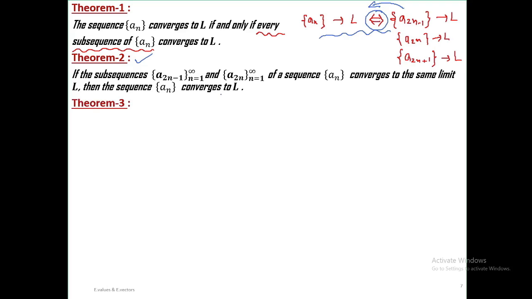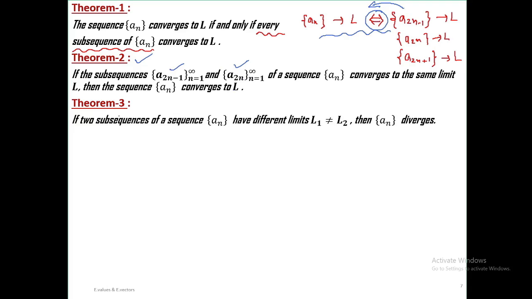Okay. Next, theorem number 3. Look at theorem number 2. If the two subsequences are converging to the same limit L, then I can say that the original sequence converges to the same limit L. If these two subsequences do not converge to the same limit, then that is theorem number 3. If two subsequences of a sequence an have different limits, let's say the first subsequence of an converges to L1 and the second subsequence of an converges to L2, but they are not equal. They are converging to different limits. Then I can straight away say that the sequence diverges.